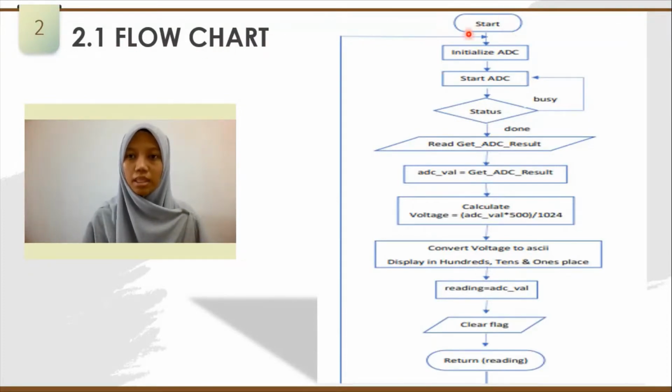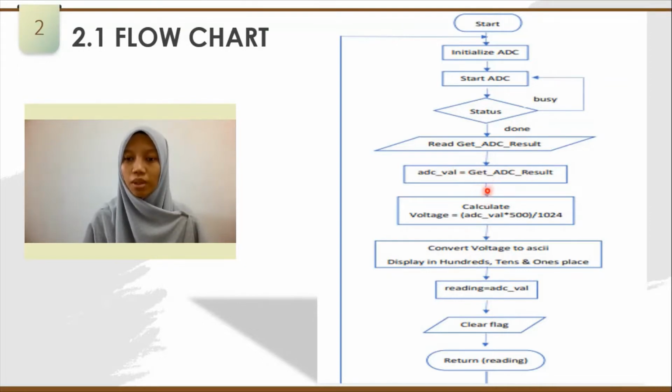The first step, start. Second step, initialize ADC. Third step, we will start the ADC and check the status. If it is busy, we will go back to start ADC. If it is done, we will read the get ADC result. Then ADC value is defined as the get ADC result.